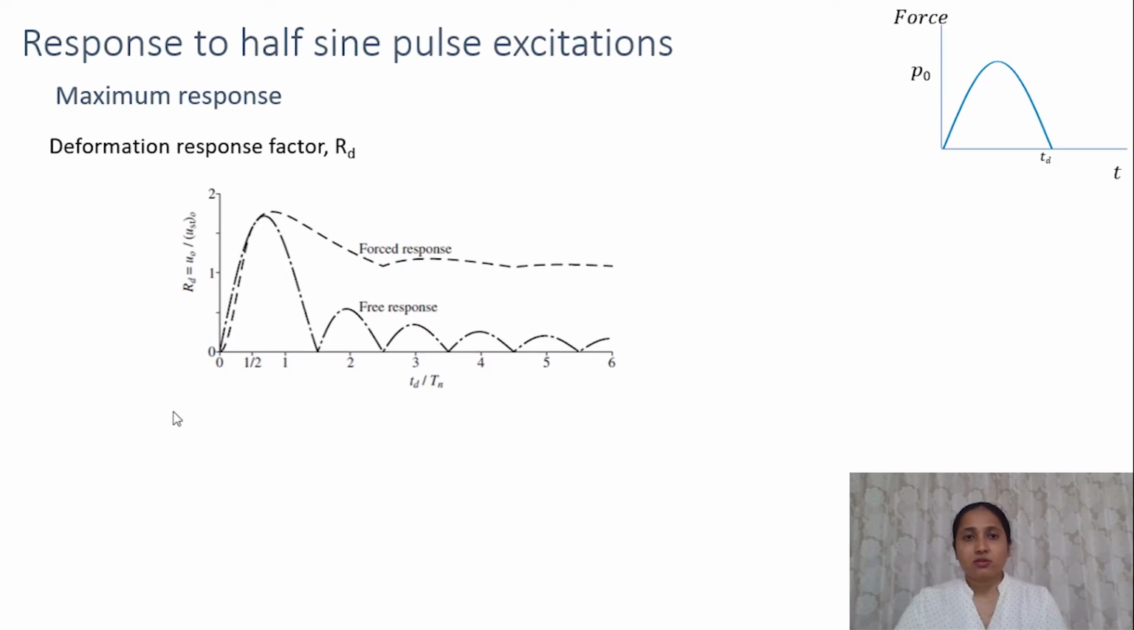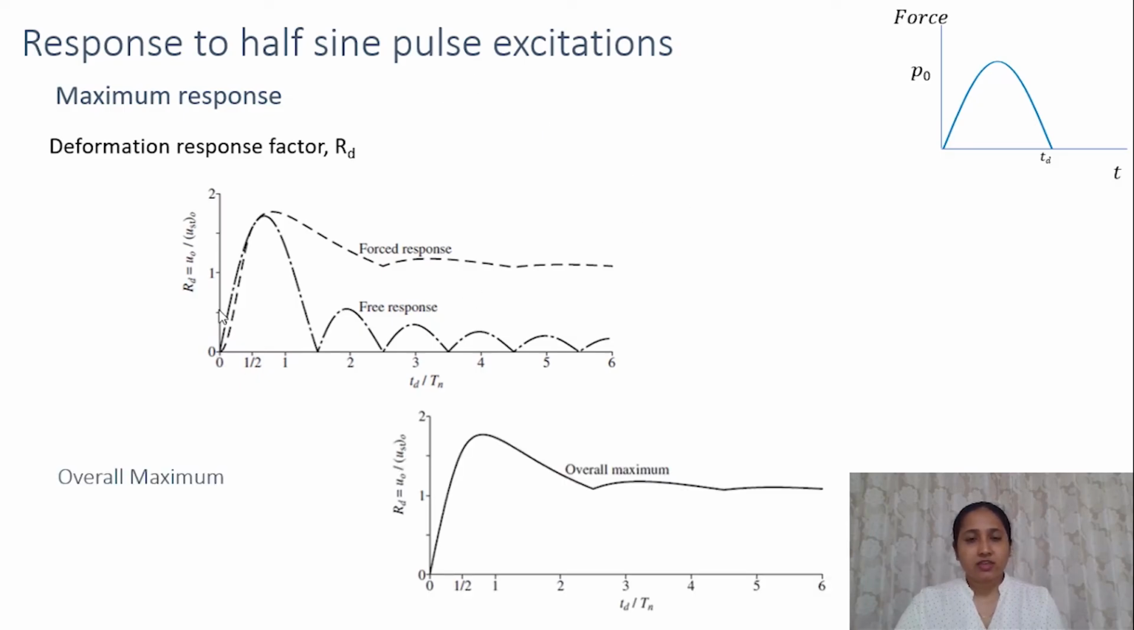This is also known as a shock spectra or a response spectra for this pulse excitation. And we can find the overall maximum. That would be the envelope of both these curves, that is the maximum values of both these curves. So the overall maximum is this. For any value of Td by Tn, we can find the maximum response.